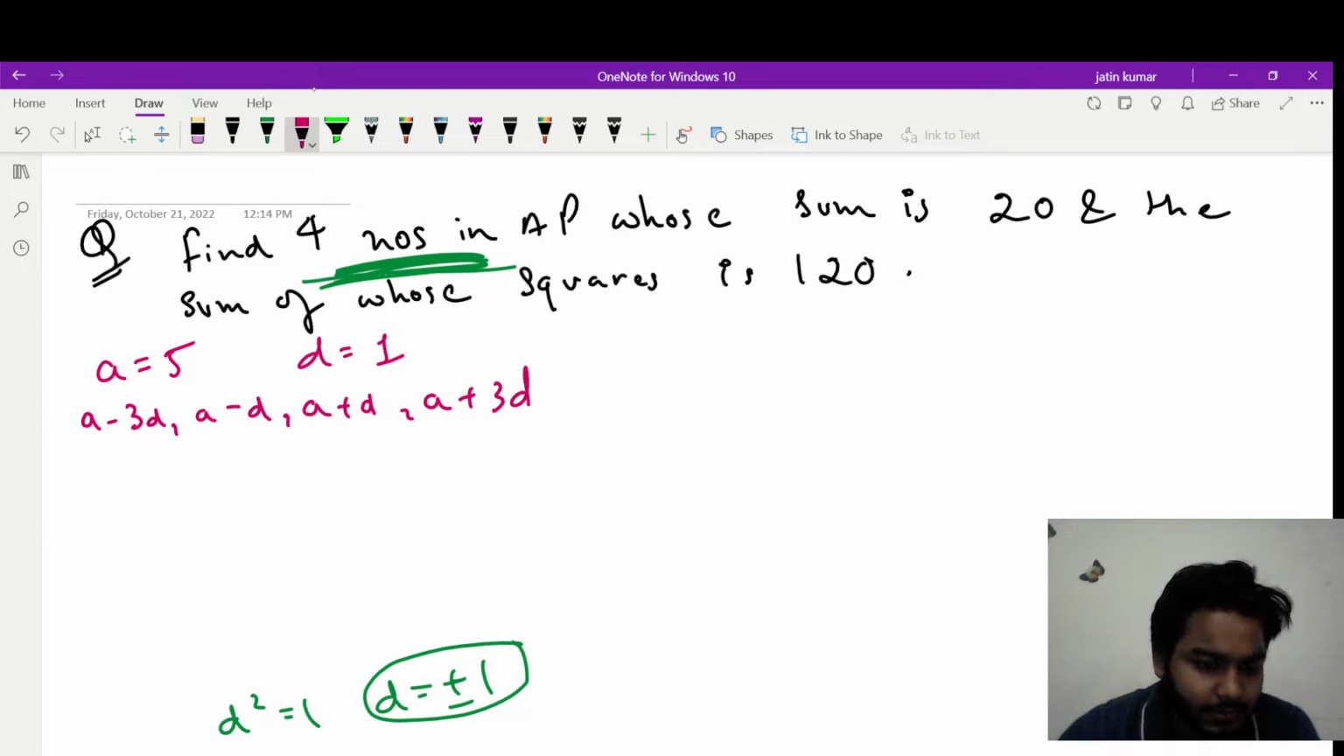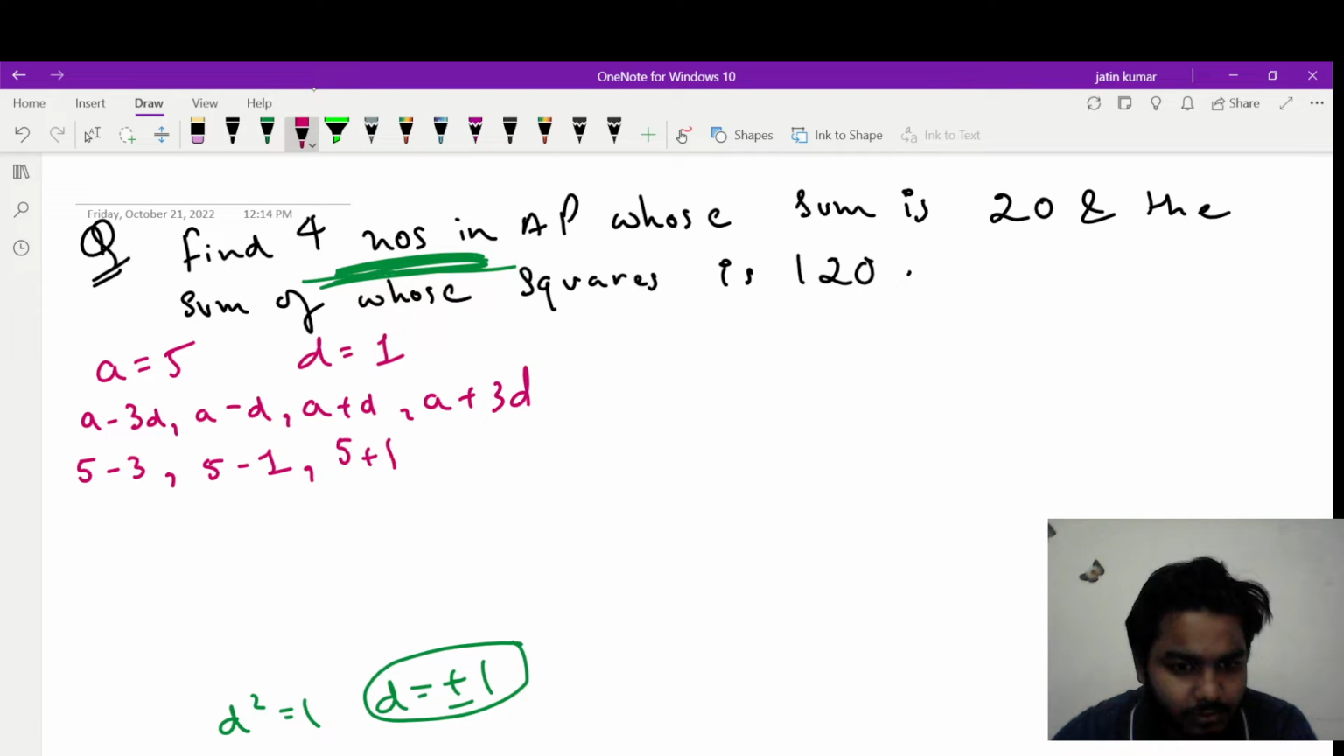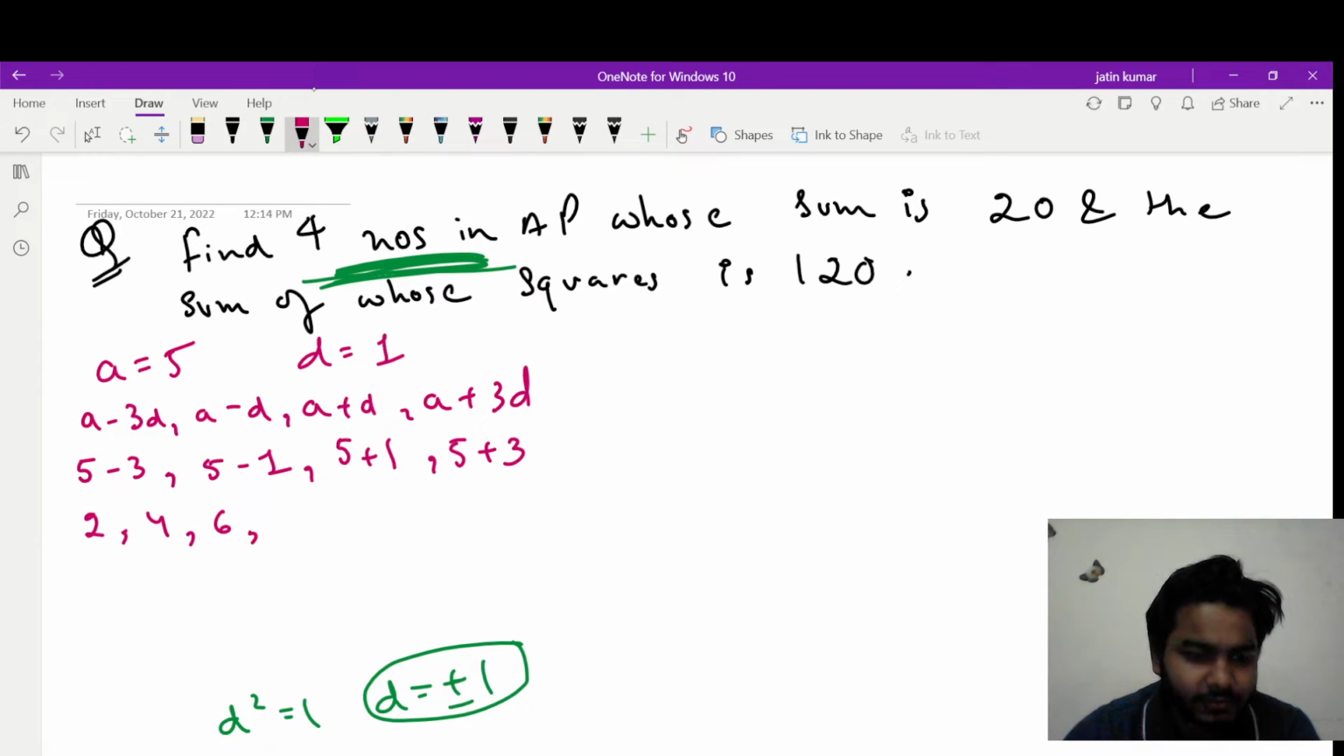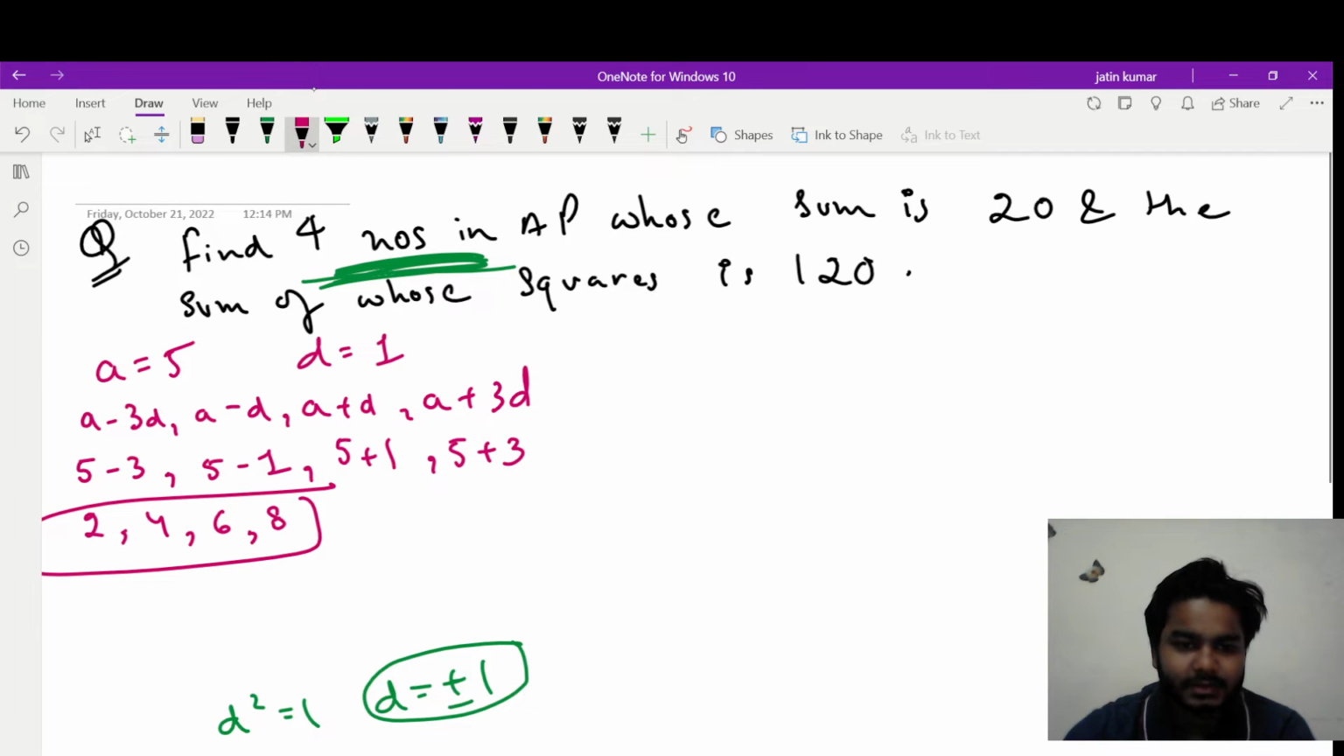Now put the values: 5 minus 3, 5 minus 1, 5 plus 1, 5 plus 3. Now this will be 2, this will be 4, this will be 6 and this will be 8. Now these are the first 4 terms of AP.